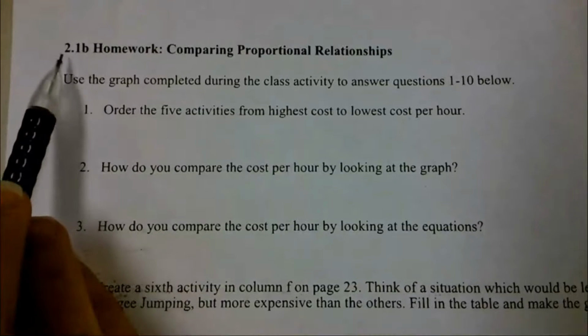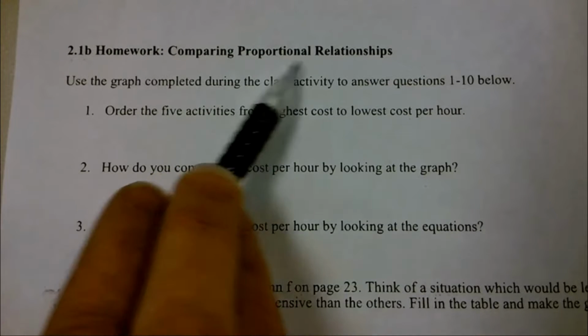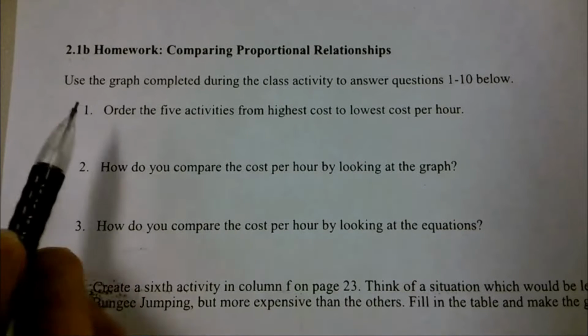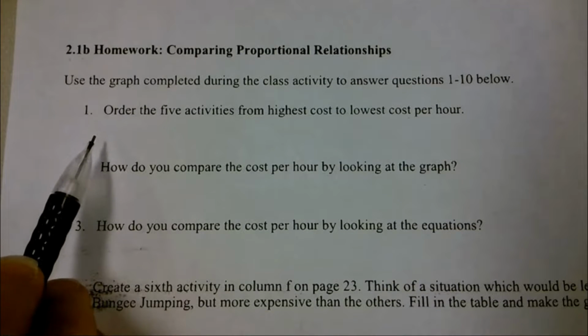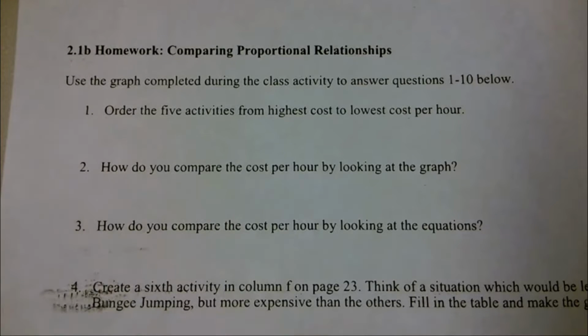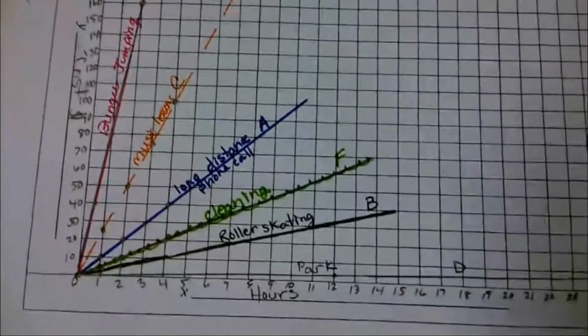Going to be working on 2.1b, comparing proportional relationships. This is page 25 in your packet or in your textbook. So in order to do this homework exercise, you also need to have your graph from class yesterday.